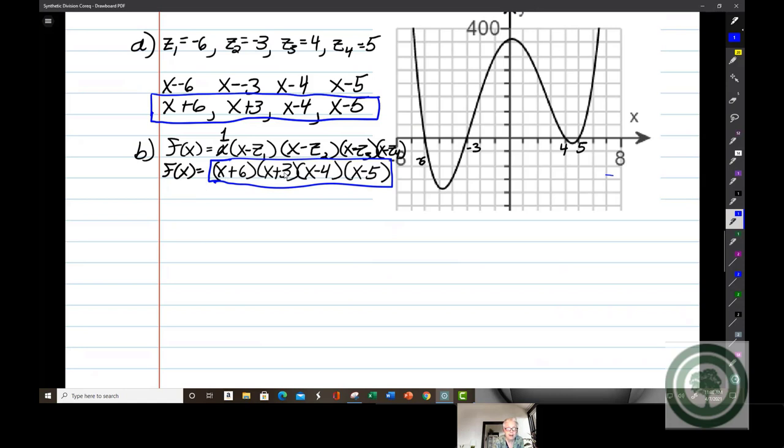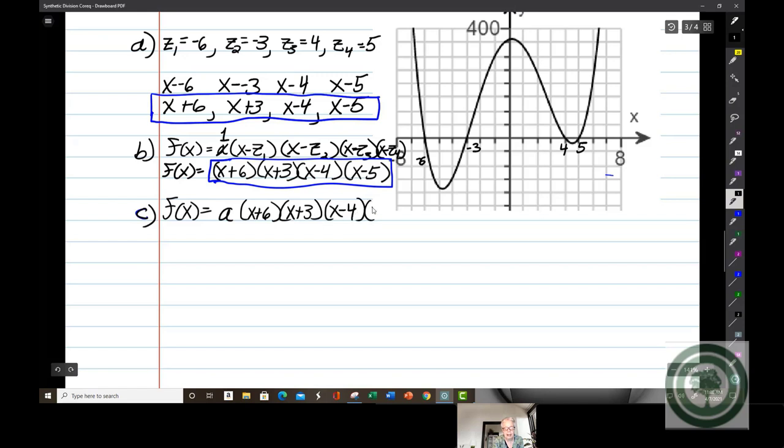They would all have these factors, but A, I should say, since the formula is f of x equals A times x plus 6, x plus 3, x minus 4, and x minus 5. By changing that A to a different number, an infinite number of possible polynomials are there waiting for you.